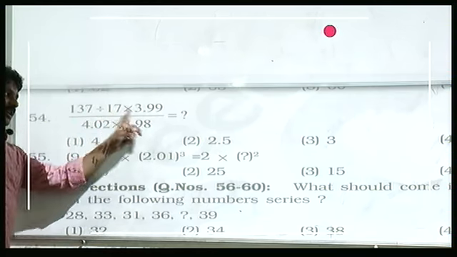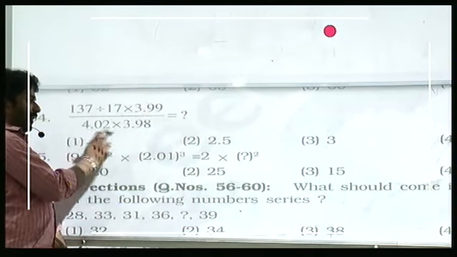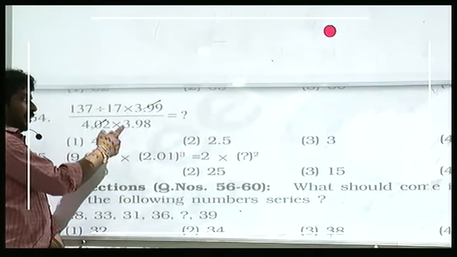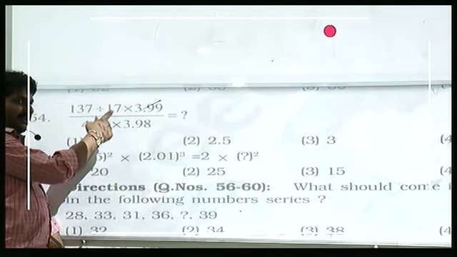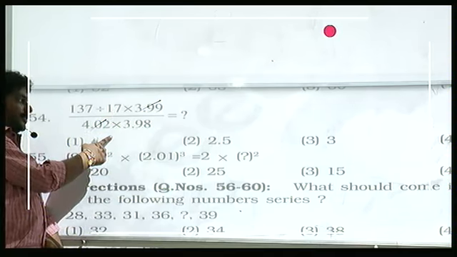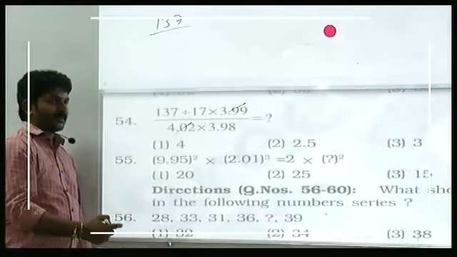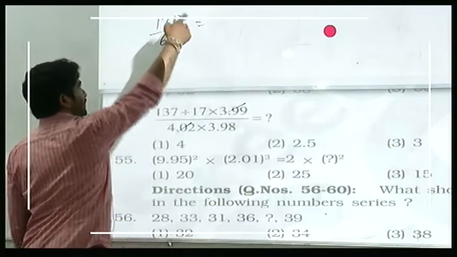137 divided by 17 into 3, into 4. Here we have 4. Both get cancelled. Yes or no? How much is this? 4. 17 will come in the denominator, right? So that becomes 137 by 17, 4 times. 17 4 times, 68. This is how many times? 2 times.